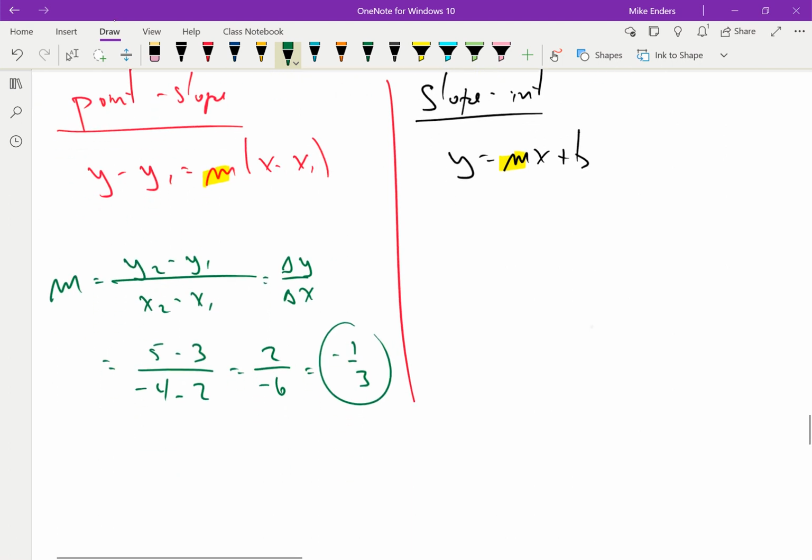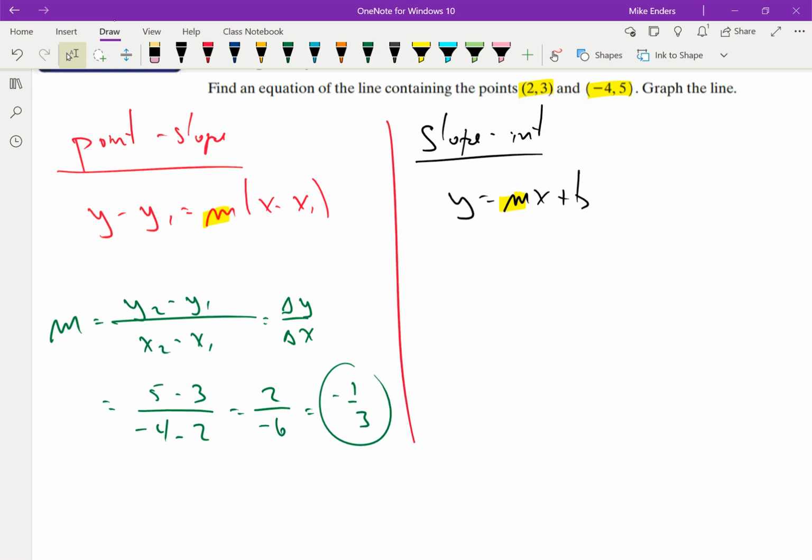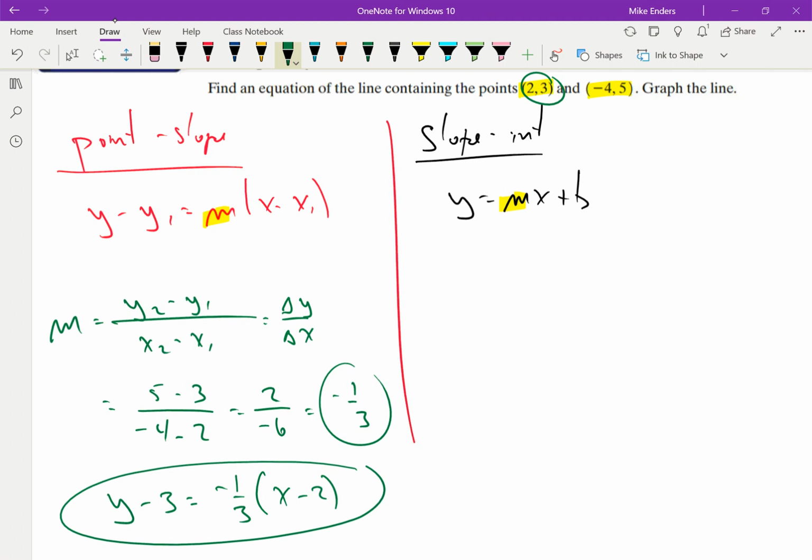So now, if I'm going to use point slope form, I've got my slope. I need a point. I can choose either of these 2 points. I'm just going to choose the first point for the sake of example. So we've got y minus the y value, so y minus 3 equals slope, negative 1/3, times x minus the x value, and the x value of that pair was 2, so I get minus 2 in my parentheses. So the point slope form of this line that goes through these 2 points is y minus 3 equals negative 1/3 times x minus 2, and that would be it.